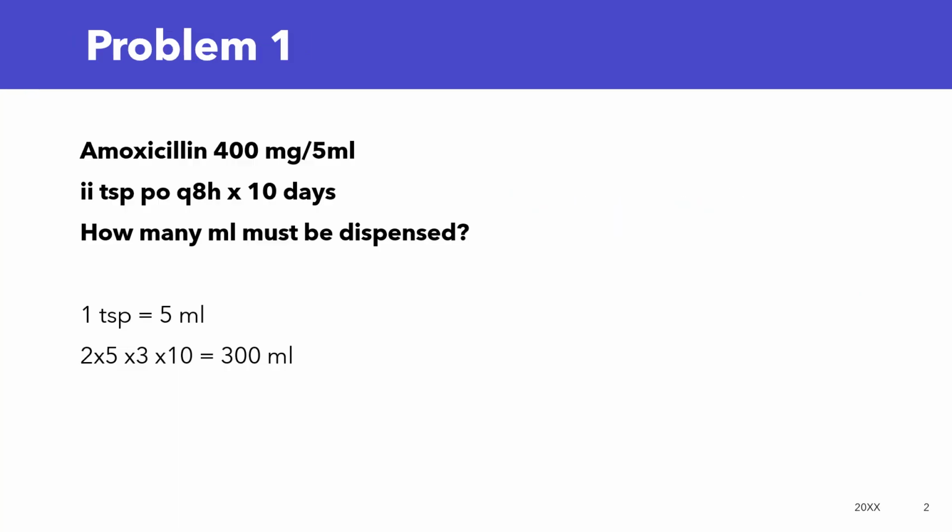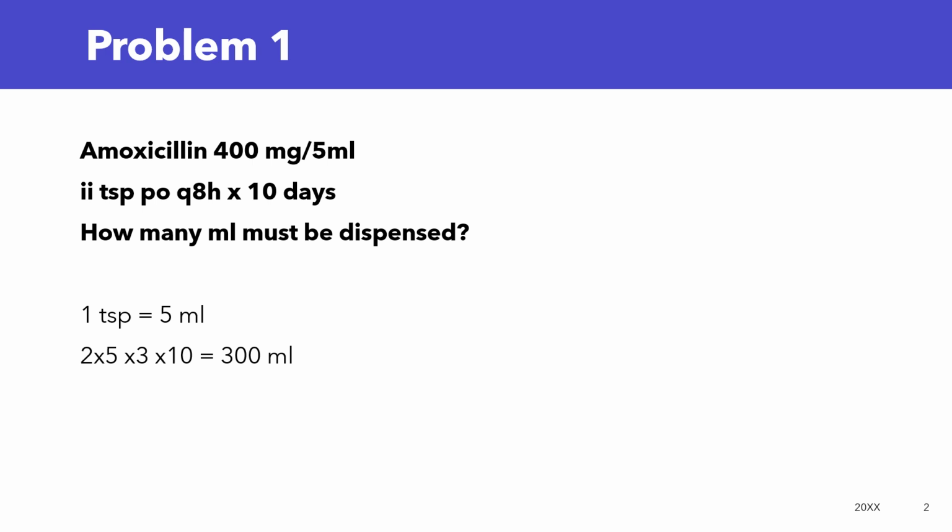Let's look at this first problem together. Amoxicillin 400 mg per 5 ml. The SIG is 2 teaspoons, PO, Q8 hours for 10 days. How many ml must be dispensed?